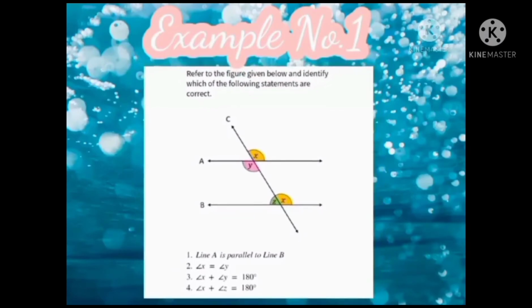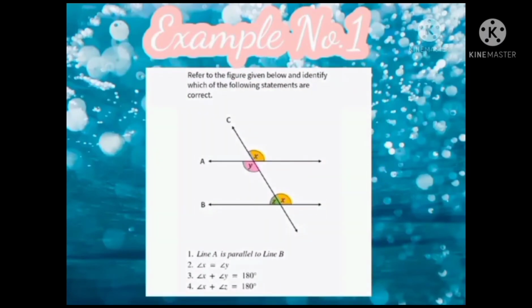Refer to the figure given below and identify which of the following statements are correct. Number 1. Line A is parallel to line B. Number 2. Angle X is equal to angle Y. Number 3. Angle X plus angle Y is equal to 180 degrees. Number 4. Angle X plus angle Z is equal to 180 degrees.